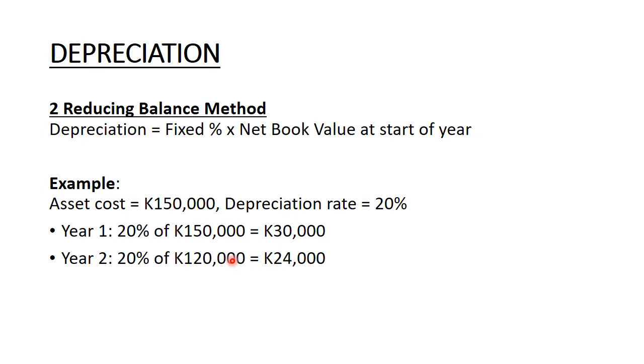The second year, we do the same: 20% of the new net book value, 120,000, which is 24,000. Then its new net book value will be 120,000 minus 24,000, which is 96,000. The following year, we take 20% of 96,000, which is 19,200. So its new net book value at the end of year 3 is going to be this minus this. So this is the reducing balance method.